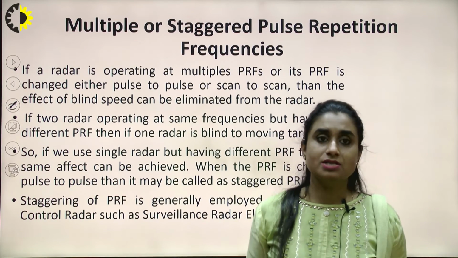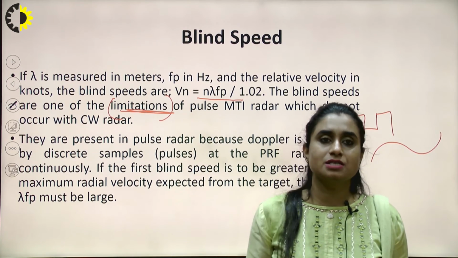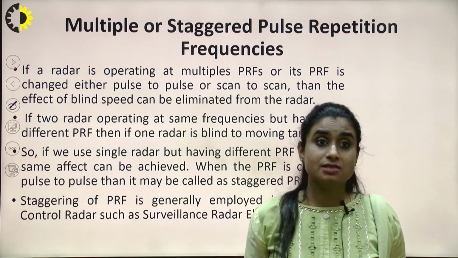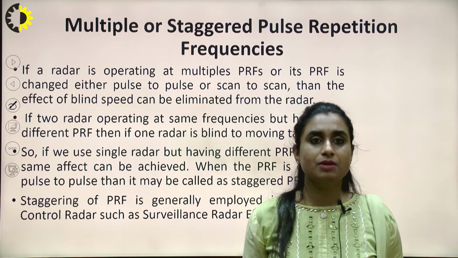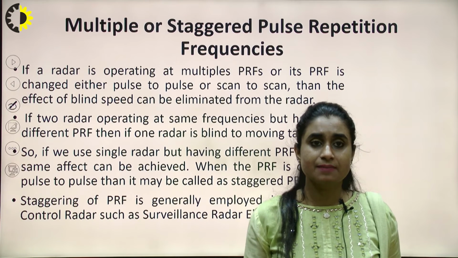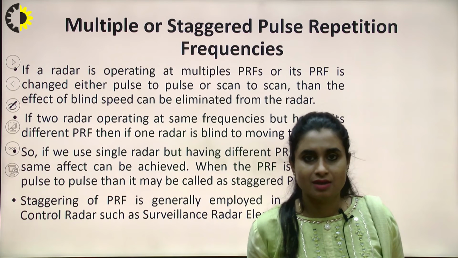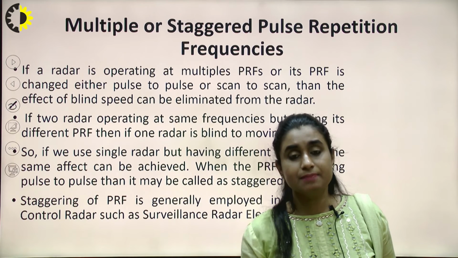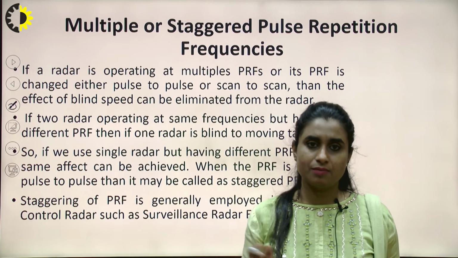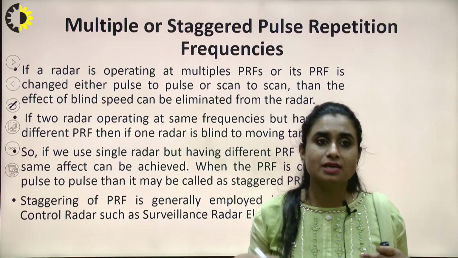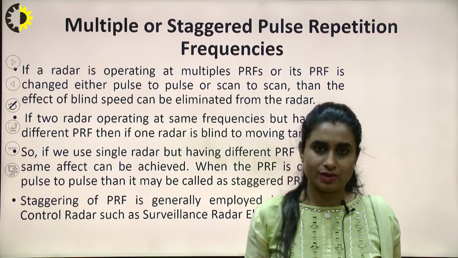What is the remedy for overcoming this blind speed? We can use multiple or staggered pulse repetition frequency. What do we mean by multiple or staggered pulse repetition frequency? We keep changing my pulse repetition frequency. We don't keep it constant; we can change it at different moments. So using multiple pulse repetition frequencies is a solution to it, right?